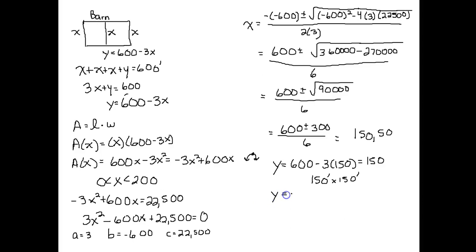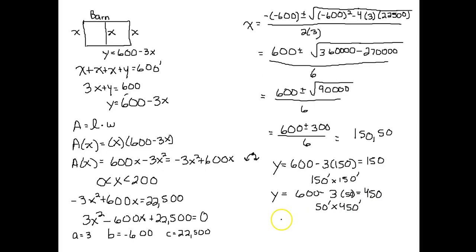Or y equals 600 minus 3x. Using the 50, you get 600 minus 150 is 450. So you could have 50 by 450 for another possible layout for this rectangle.